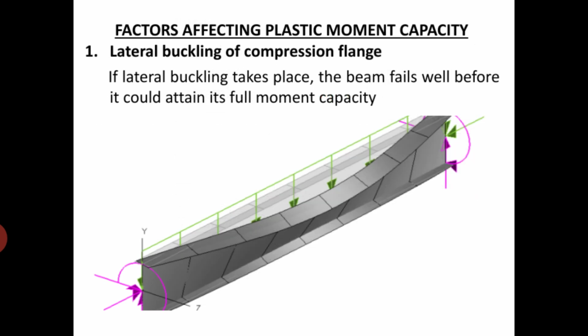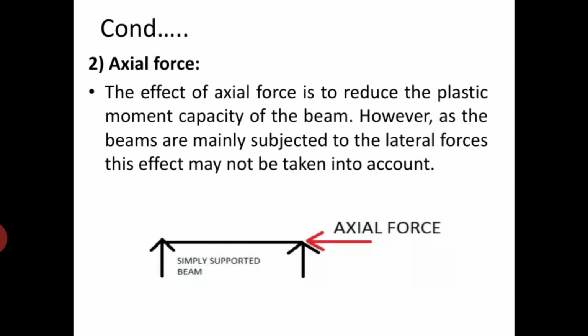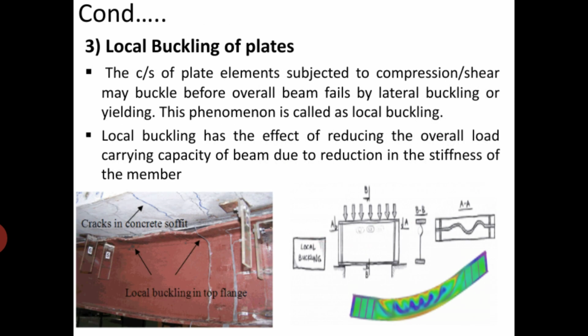So, we have also discussed the factors affecting the plastic moment capacity, that is the lateral buckling of a compression flange, axial force, and even the local buckling of plates. This local buckling of a plate is very important. Local buckling is nothing but buckling of an element or a part of an element.